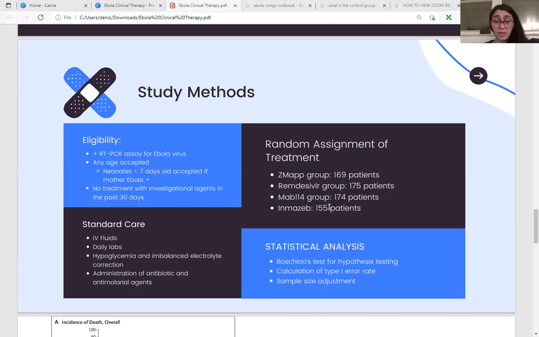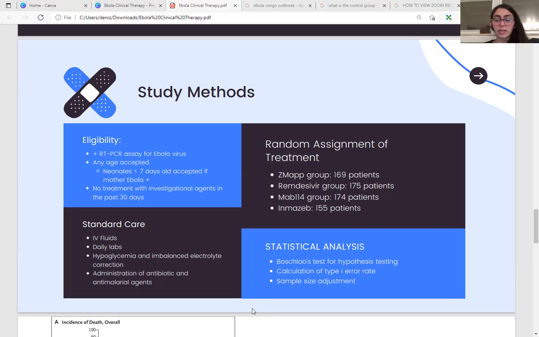And then Inmazeb, that's what we're looking at, was given to a total of 155 patients, and they received 1 dose of 150 milligrams per kilogram. And that was also given as an infusion. And Inmazeb is a mix of 3 different antibodies, and those are also derived from humans.